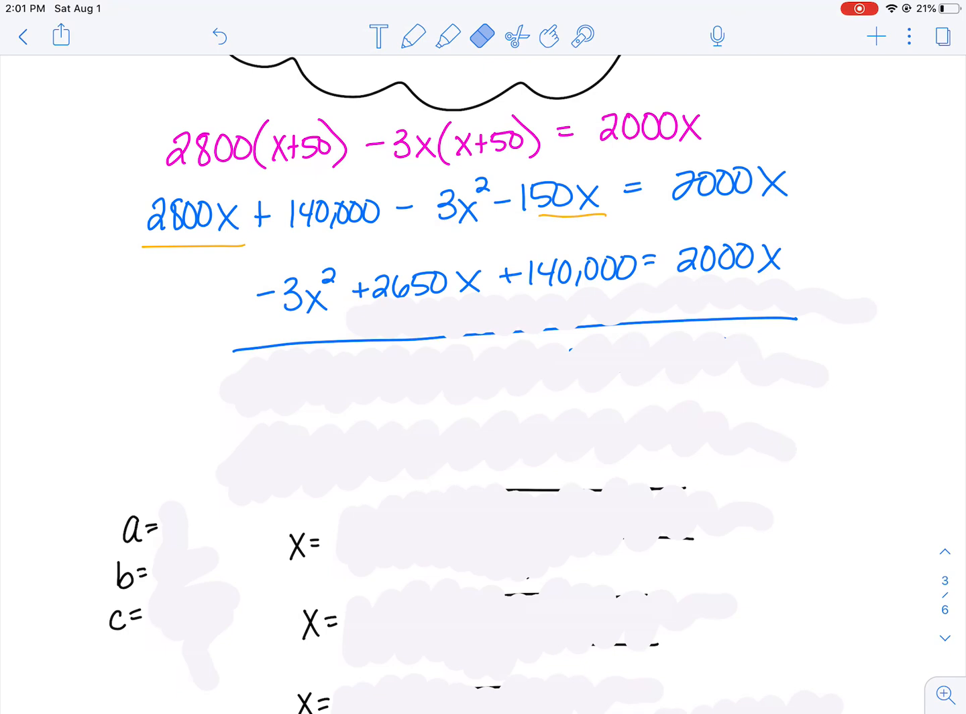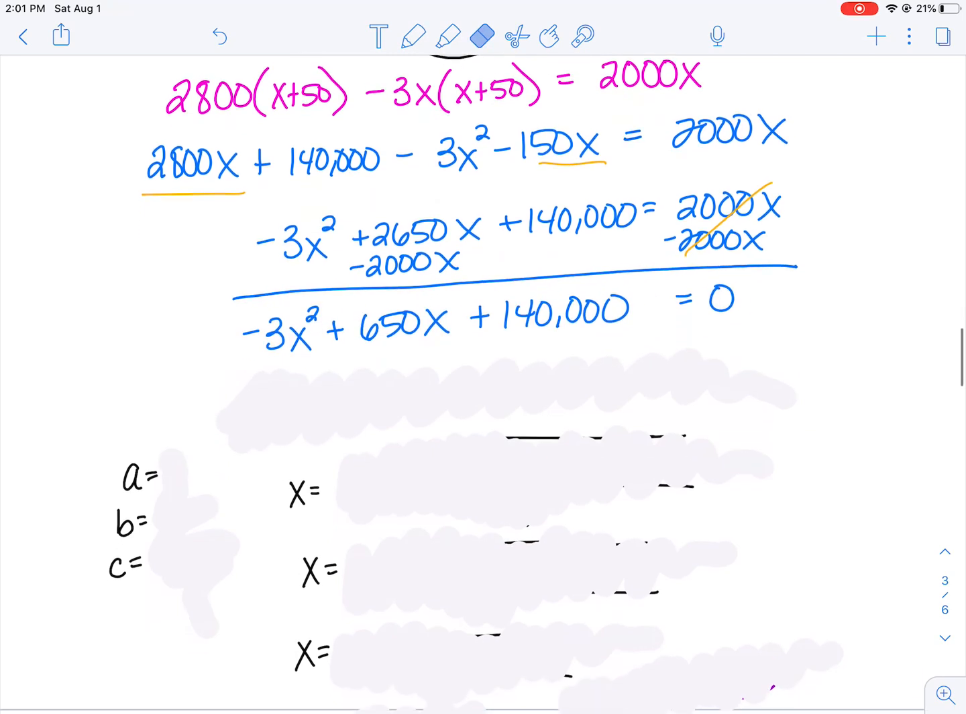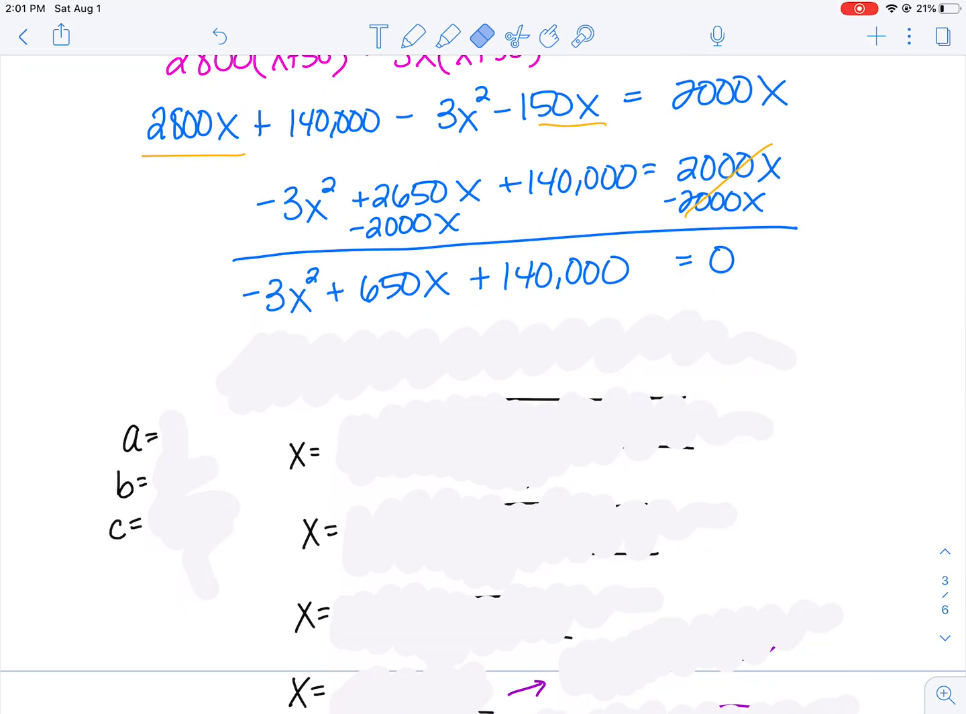Because I have x squareds and x's, I want to move everybody to the same side. So I'm going to move that 2,000x over to the left side by subtracting it over. When I do that, it looks like I have a negative 3x squared plus 650x plus 140,000 equal to 0. I now have my quadratic in standard form.